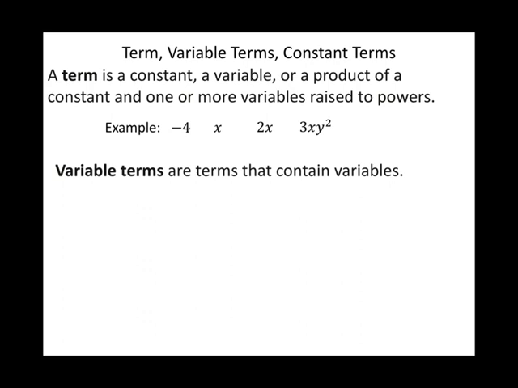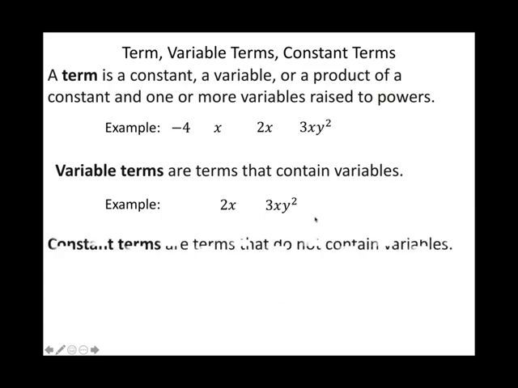Variable terms are terms that contain a variable. For example, this term contains the variable, so we call this a variable term. Or 3xy squared, this contains the variable, so we call this a variable term. Last one, constant terms. Constant terms means they do not contain variables. For example, -4, this is only a number.